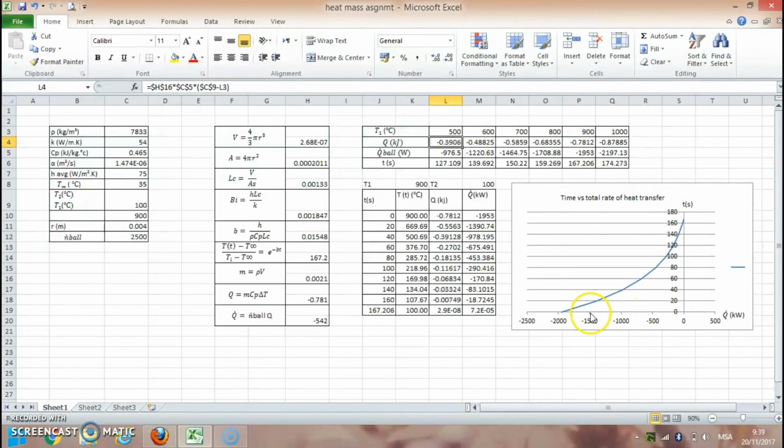When time is approaching increase, the heat transfer is slowly decreasing until it reaches 167.206 seconds, which is the T2 that we want, 100 degrees Celsius. That's all from us. Thank you.